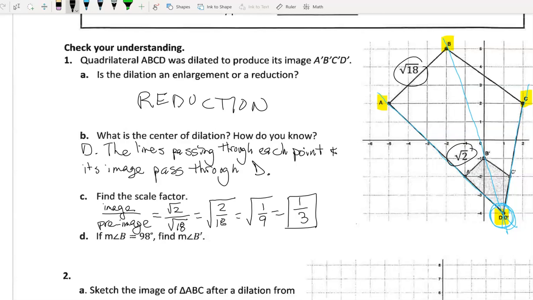And then part D, the measure of angle B is 98 degrees. We know that if figures are similar, and we know they're similar because the dilation produces a figure that is the same shape but not the same size, then this angle in the image has to be the same, so this has to be 98 degrees as well.